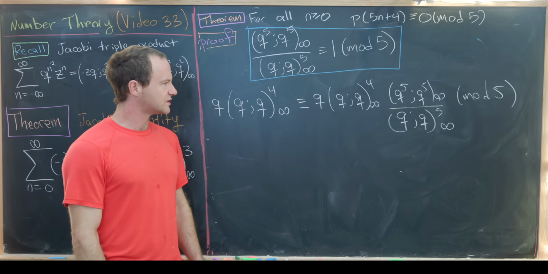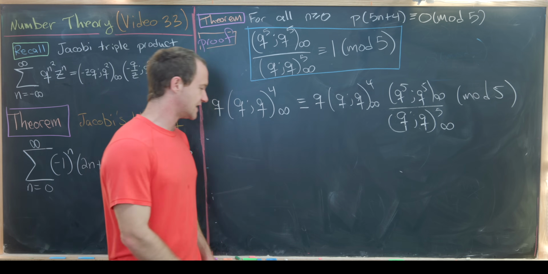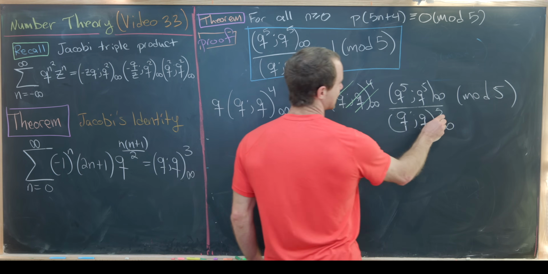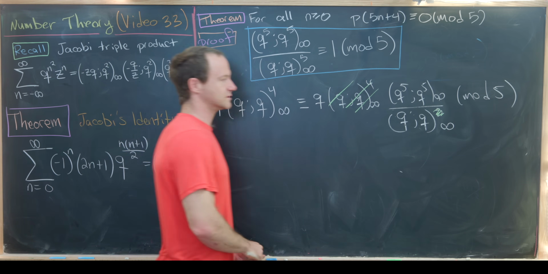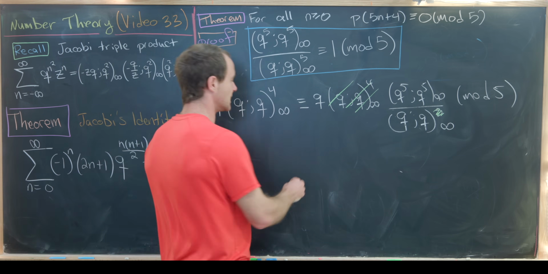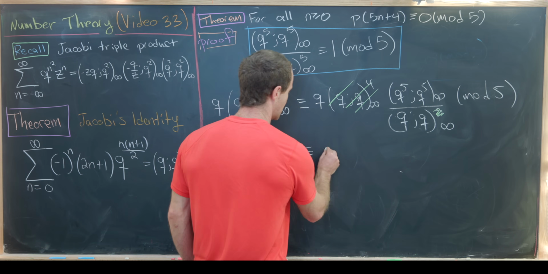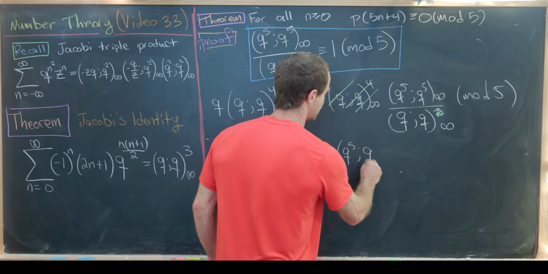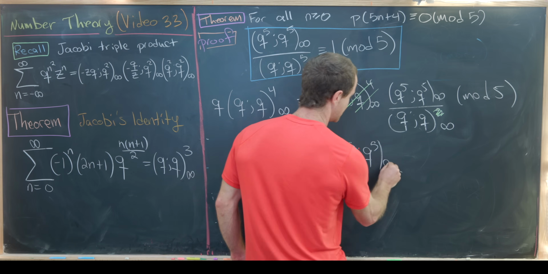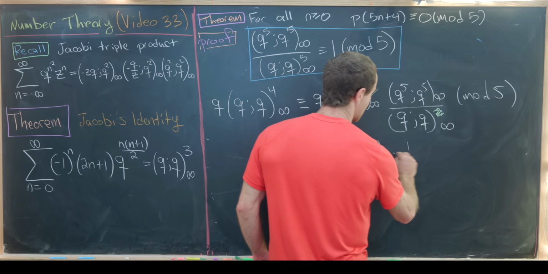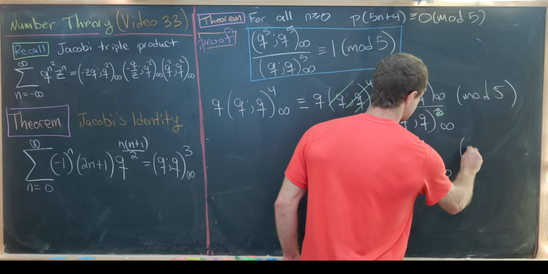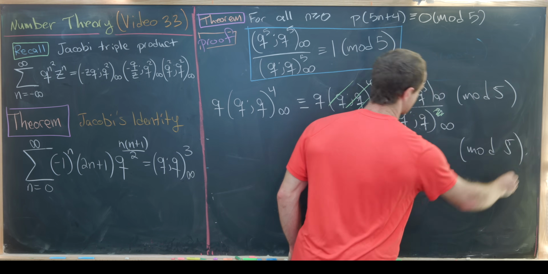Okay, nice. So now let's make a little bit of a simplification. Notice that these guys will get canceled with all but one of those powers. So that's cool. And that's going to leave us with q times (q^5; q^5)_∞ times 1 over (q; q)_∞. And this is occurring mod 5, like I said before.